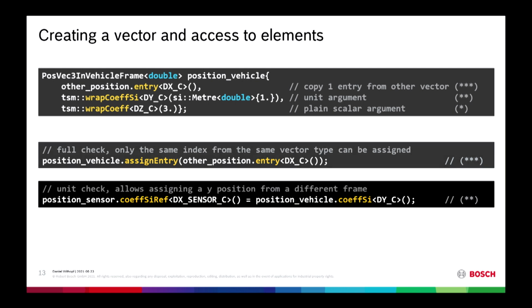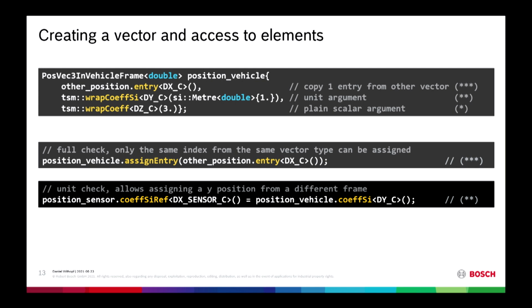Second option, that's a little bit less type-safe, again, 2-star version only. You can read with coefficient SI from an entry in a vector. This returns the physical unit, and then you can assign with coefficient SI ref to another index. And here we already see we can read from the y position index and assign it to the x position in sensor frame, so in a completely different frame. This is possible here because this only checks the physical unit.